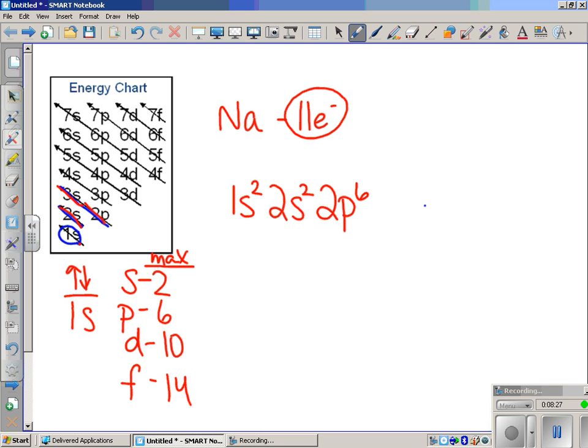And then after 2p comes 3s. I can put 2 in 3s, but so far I've used 10. I only have 1 electron left. We'll call that 3s1. And then that's it. That's the electron configuration. The orbital diagram would have looked just like it, with the lines there and then 1 electron in that last 3s. So again, some practice problems there for you, and the answers are down at the bottom. Don't peek until you've tried them.